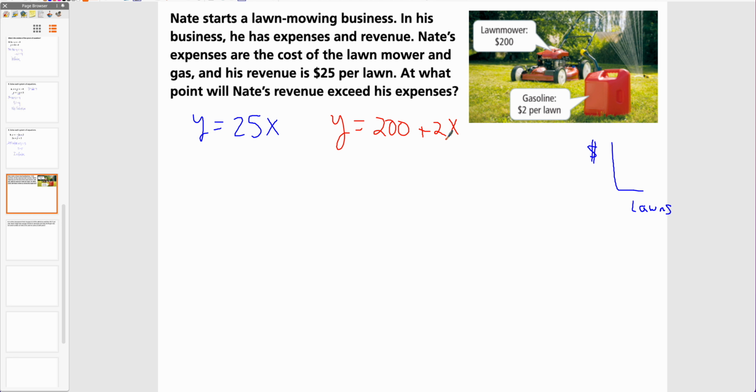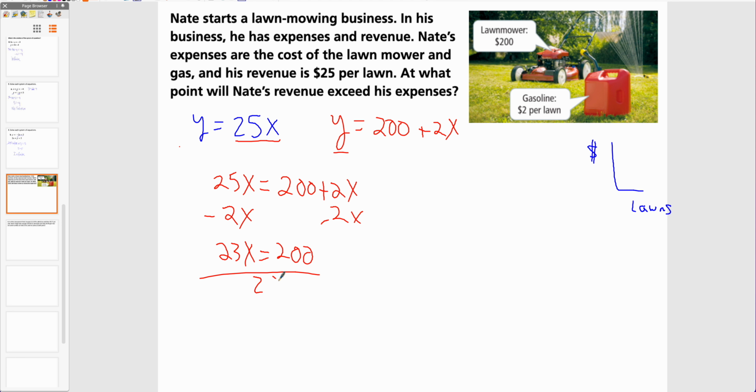So how do you solve that? Well, they're both equal to Y, so all I gotta do is put 25x in for that Y. So it'd be 25x equals 200 plus 2x. You just take away 2x, minus 2x. So 23x equals 200, x equals 8.69565, so 8.7. X equals 8.7.